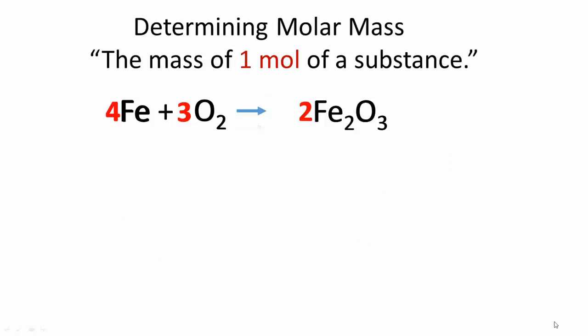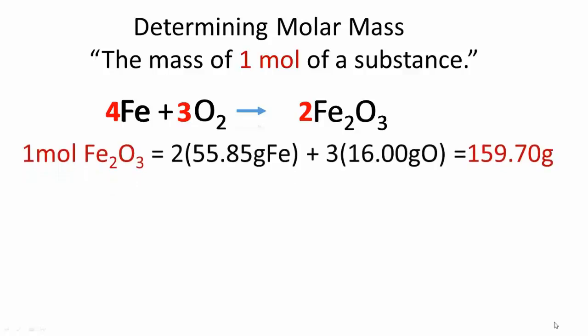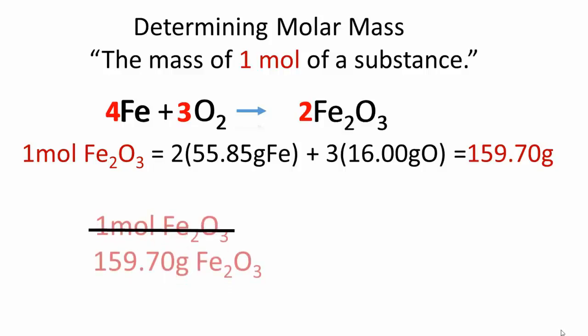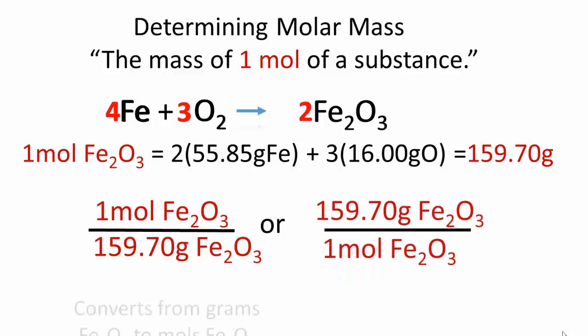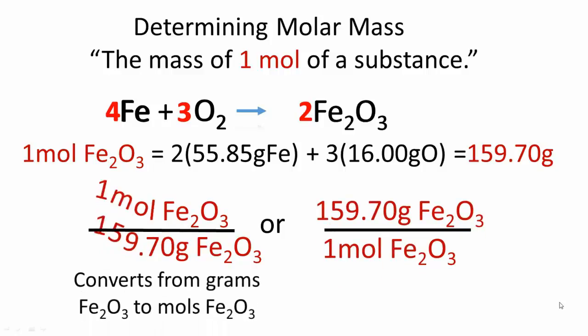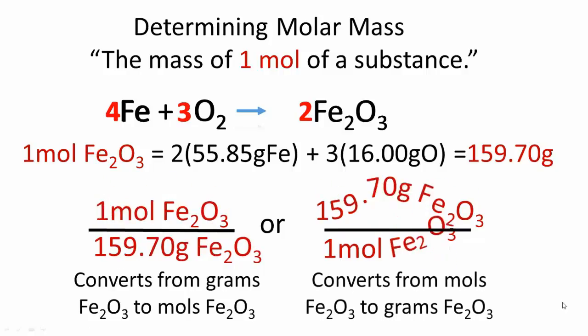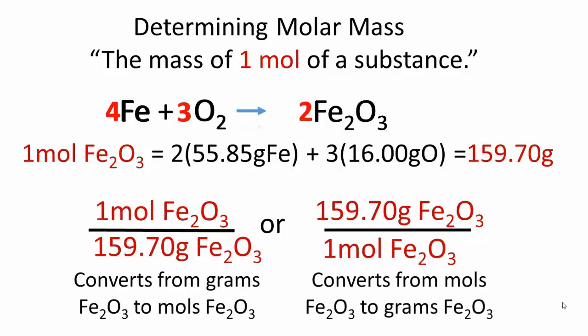Another example of using molar mass from this equation involves iron 3 oxide. Iron 3 oxide has 2 moles of iron and 3 moles of oxygen, so we would multiply the atomic mass of iron by 2 and the atomic mass of oxygen by 3 in grams. That adds up to 159.7 grams per mole. And so that again can give us 2 conversion factors. The first one would be used to convert from grams of iron 3 oxide to moles of iron 3 oxide, and the second to convert from moles of iron 3 oxide to grams of iron 3 oxide.